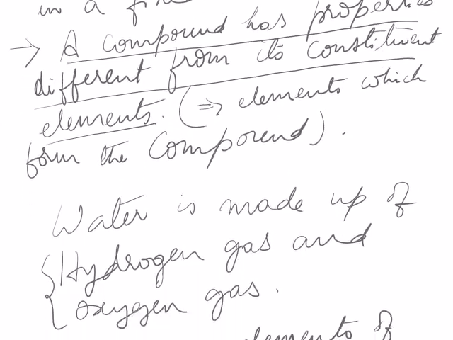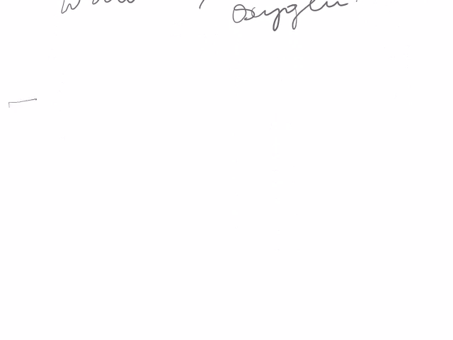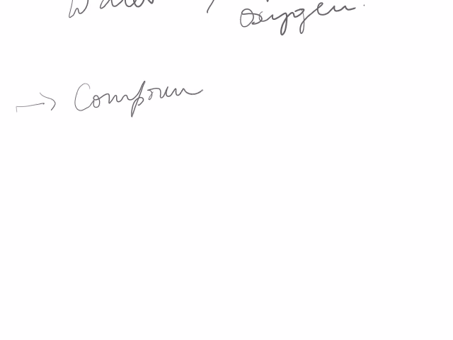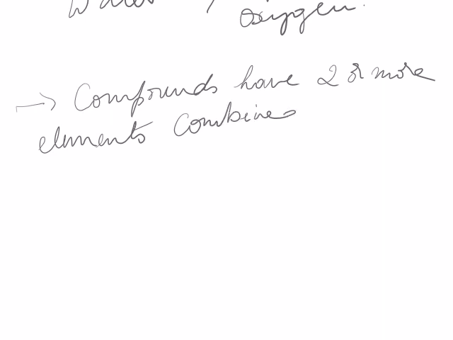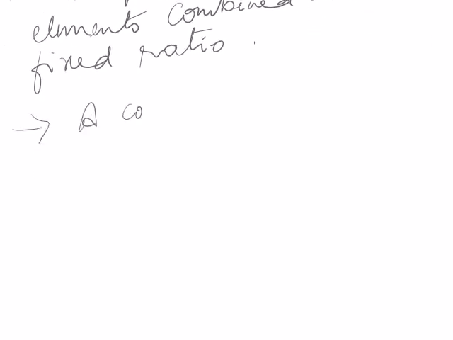So that is the meaning of a compound having properties different from its constituent elements, that is, the elements which form the compound. Then the third property of a compound: a compound has two or more elements combined in a fixed ratio. Like I told you, hydrogen and oxygen make water when they combine in a fixed ratio.